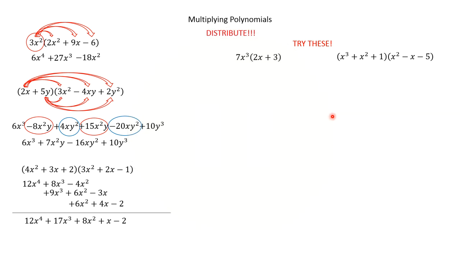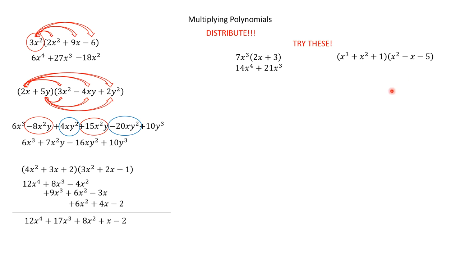How do you think you did? Well, the first one should be pretty easy. We have 7x cubed times 2x plus 3. So 7 times 2 is 14, x to the fourth plus 21x cubed. I mean, that's just distributing that 7x cubed.